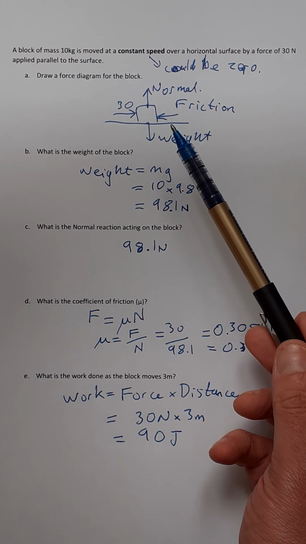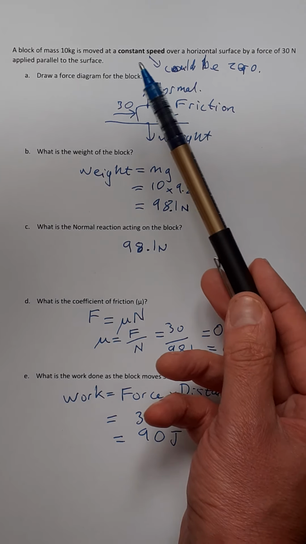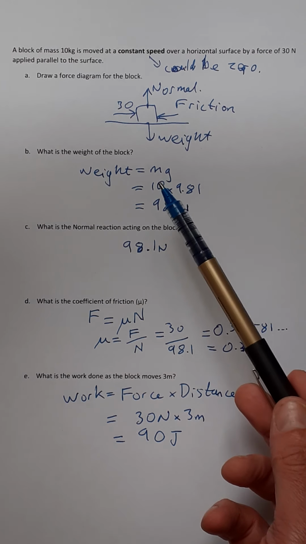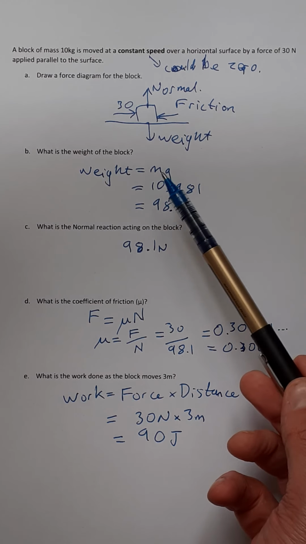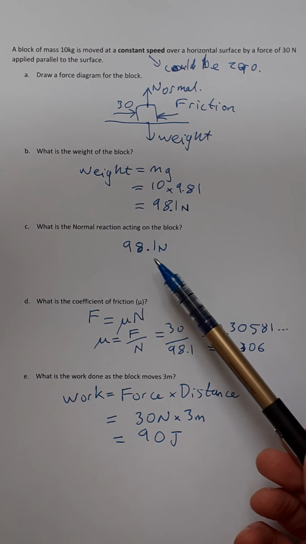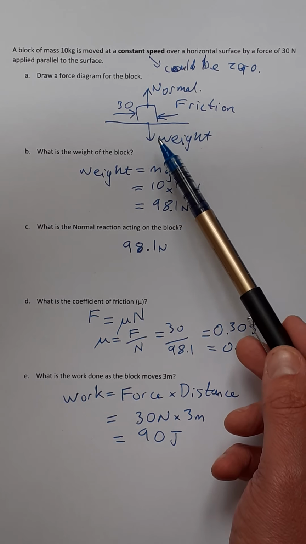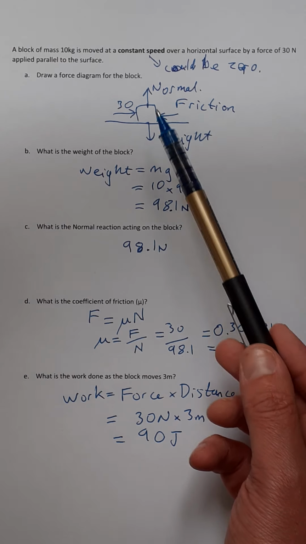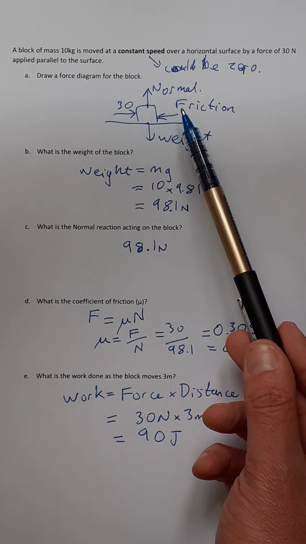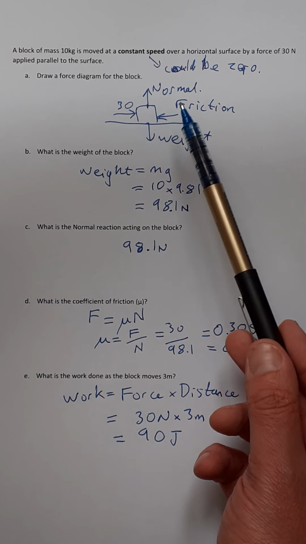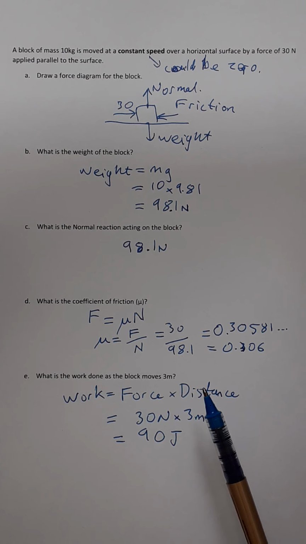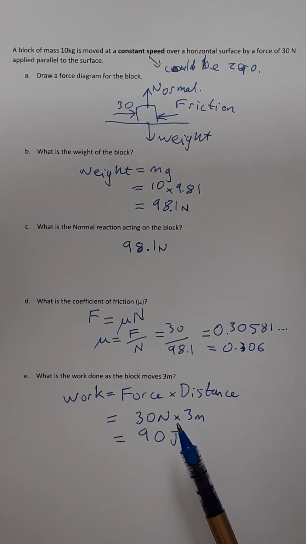So let's have a look what I've done. Started off with a diagram. Notice that this constant speed could be zero speed, could be static, could be waiting to move. The weight of the block, just mass times g. The normal reaction, up force equals down force. Coefficient of friction, well, I've kind of said the friction here is going to have to be 30, because left force equals right force if it's a constant speed or if it's static. And then the work done as the block moves 3 meters, 30 newtons times 3 meters, 90 joules.